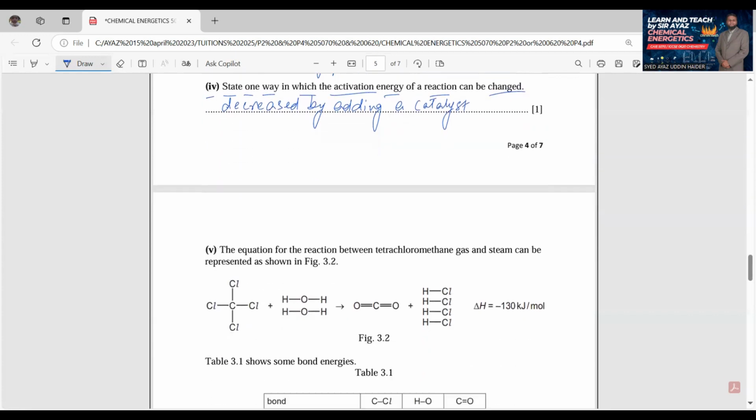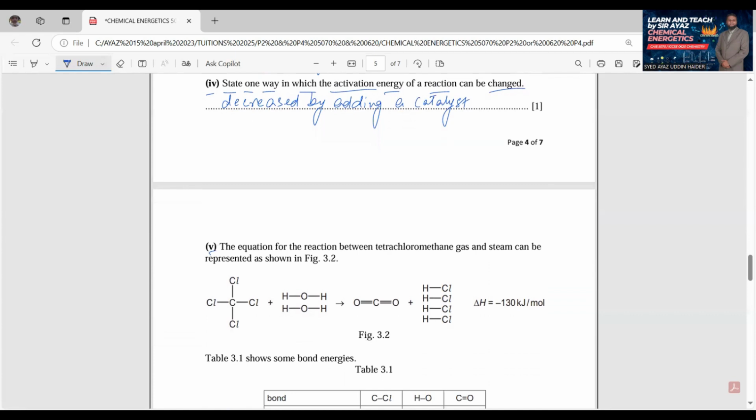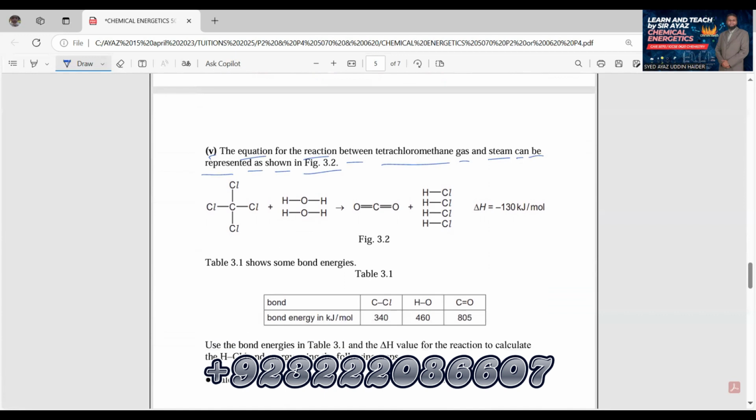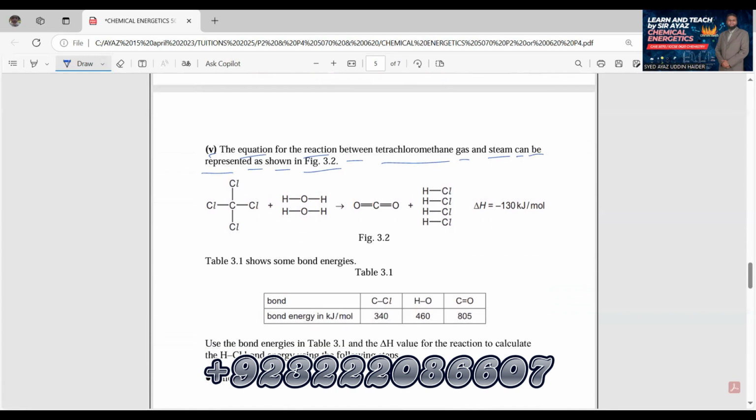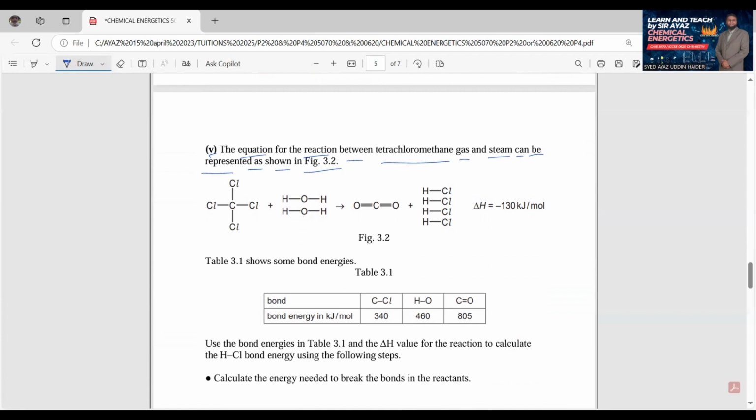Moving to next question, that's part 5. The equation for the reaction between tetrachloromethane gas and steam can be represented as shown in figure 3.2. This is between tetrachloromethane and water. Steam is water, to produce carbon dioxide and HCl. The sign indicates the exothermic reaction. I will write exothermic.